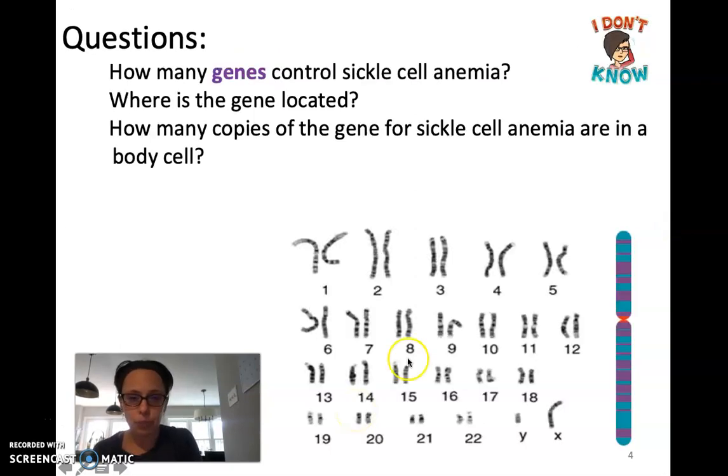So how many copies of the gene for sickle cell anemia are in a body cell? What do you guys think the answer to that question is? If these are all the chromosomes in one cell, how many copies of the gene for sickle cell anemia are in a body cell? The answer is 2. There's a gene for sickle cell anemia on this chromosome 11, and then there's the gene on this chromosome 11. So there are 2 genes for sickle cell anemia in each and every body cell, because we have 2 chromosome 11s.